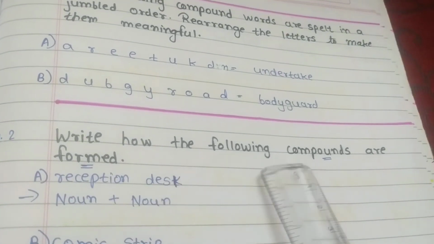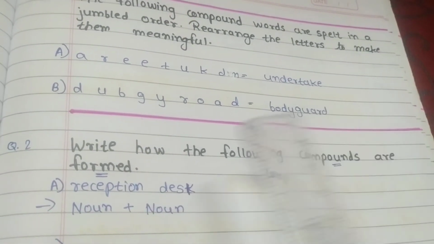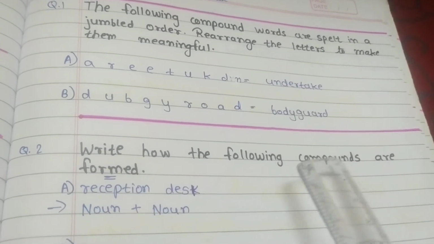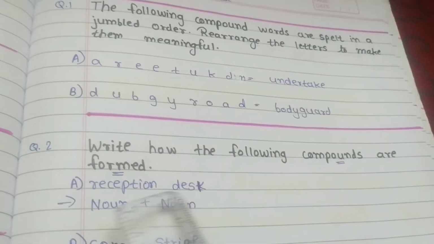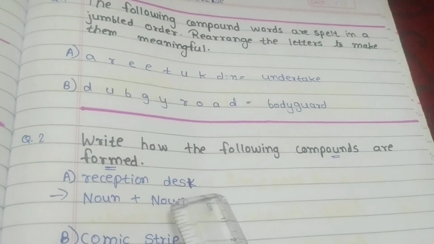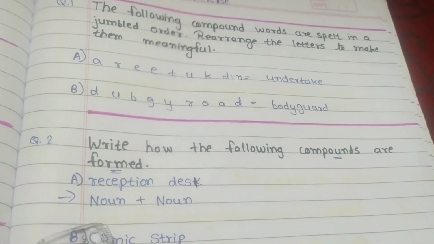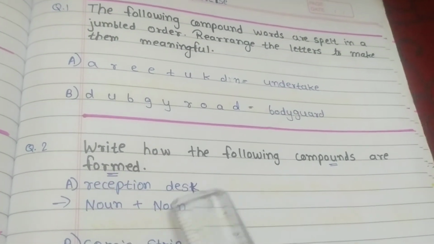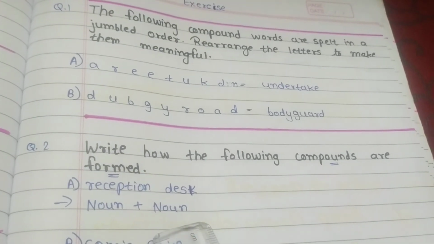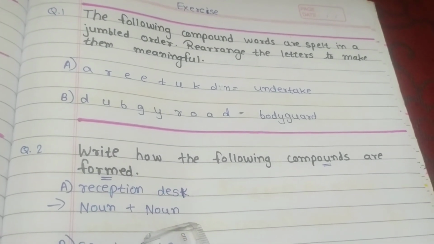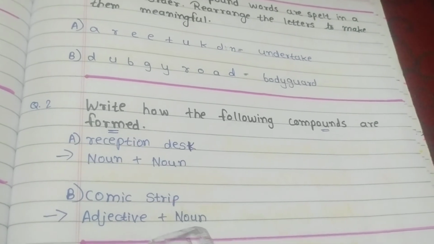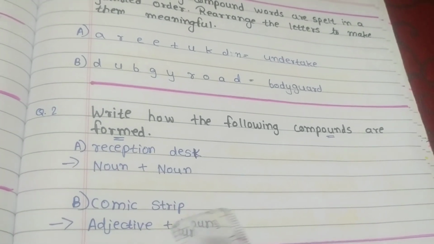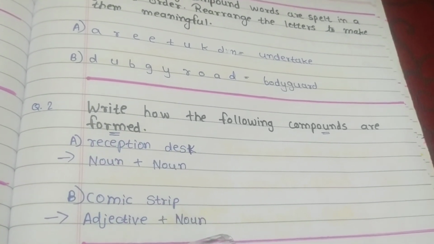Next, question number 2. Write how the following compounds are formed. First one, reception desk. Reception is a noun and desk is a noun. Noun plus noun. Next, comic strip. Comic is an adjective, strip is a noun.